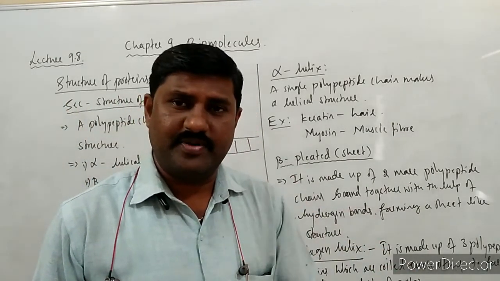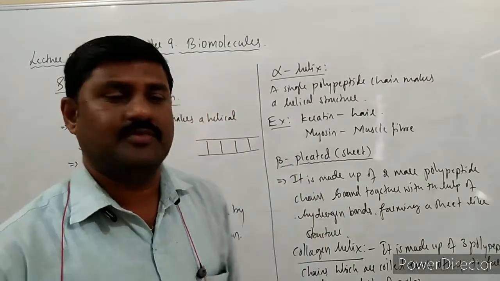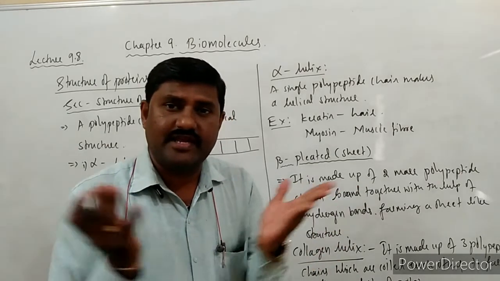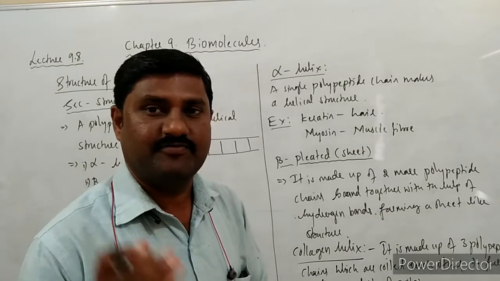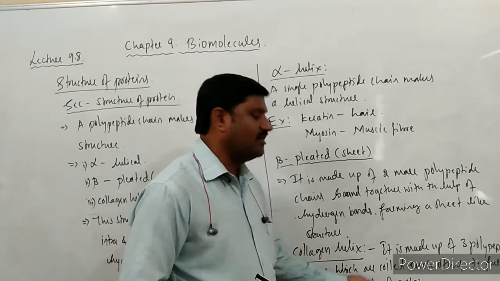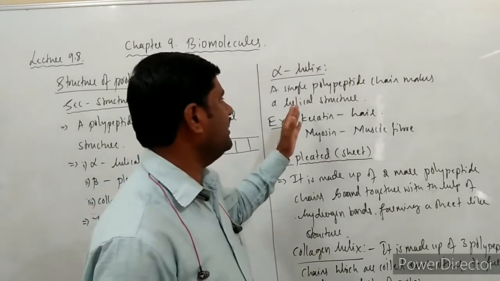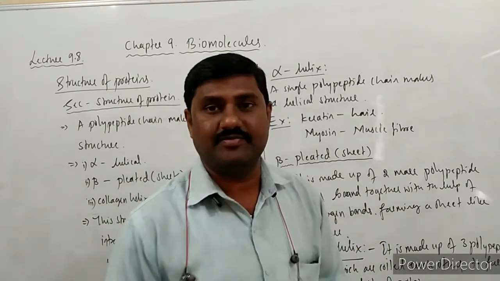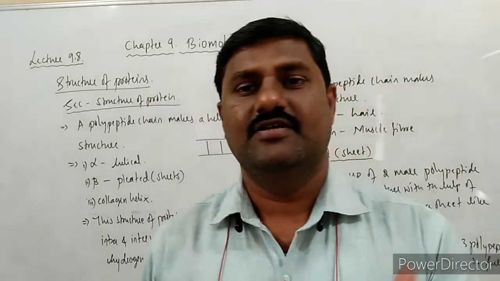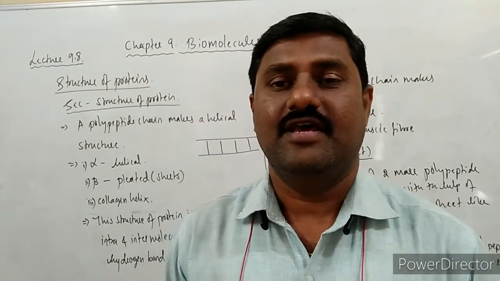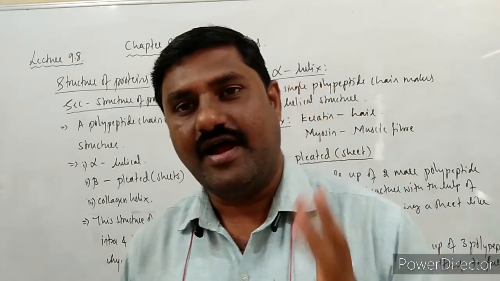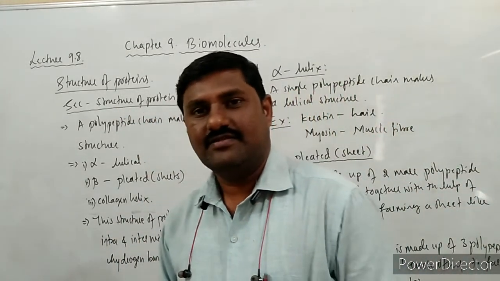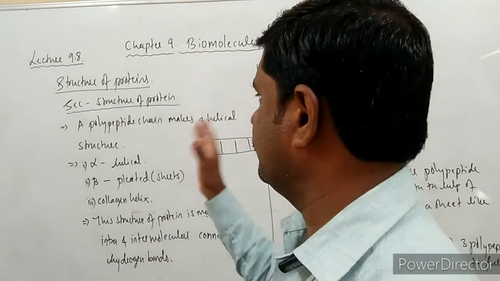All the three helical polypeptides are coiled around each other so as to form one helical structure, that is called the collagen helix, and all the polypeptides are linked between themselves with the help of hydrogen bonds. So that forms the three-dimensional structure of the secondary structure of proteins, right? So there are three types of structures that we come across in secondary structure: one is alpha helix, the second one is beta pleated sheet, and the third one is collagen helix, right? So these are the secondary structures of the protein molecule.